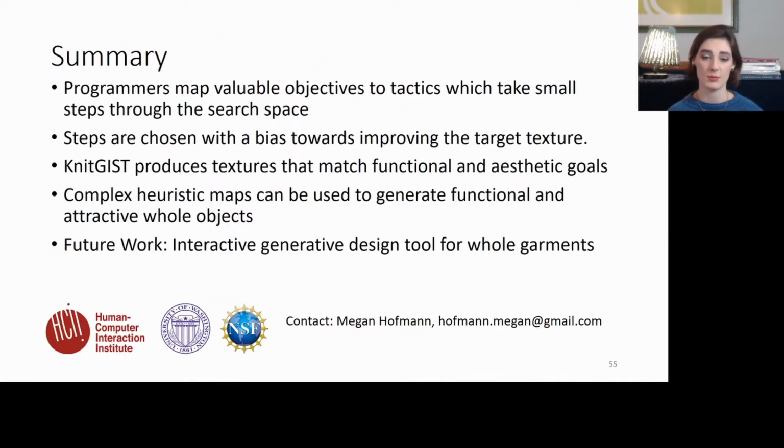In summary, programmers can map valuable objectives to tactics, which take small steps through any search space. This is built on top of a heuristic map, which allows us to take small steps with a bias towards improving the texture, but allows us to widely search the space by adding in some randomness. KnitGIST produces textures that match high-level functional and aesthetic goals, and complex heuristic maps can be used to generate functional and attractive whole objects. The system is broken up in such a way that in future work we will be able to create an interactive generative design tool for whole garments.